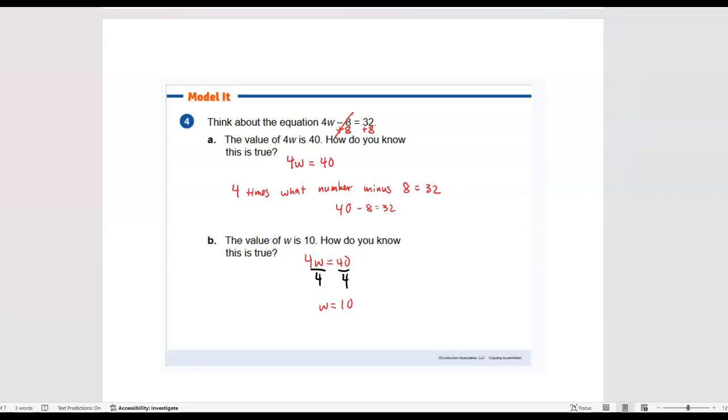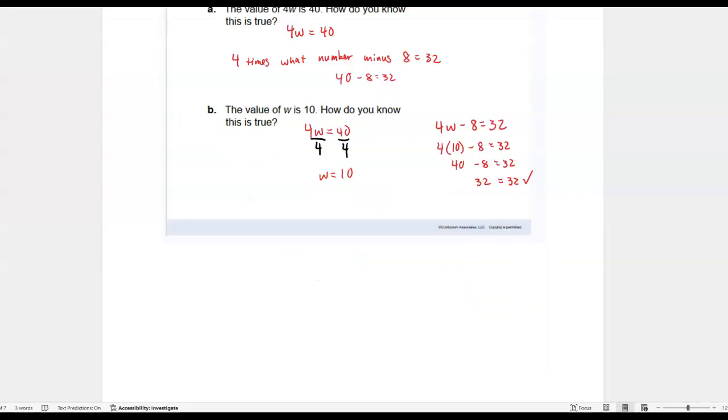How do I know this is true? Plug it back in. 4w minus 8 equals 32. Instead of a w, I plug in a 10. 4 times 10 is 40. Minus 8 is equal to 32. What's 40 minus 8? It's 32. Does 32 equal 32? Sure does. Make sure you got all this written down.